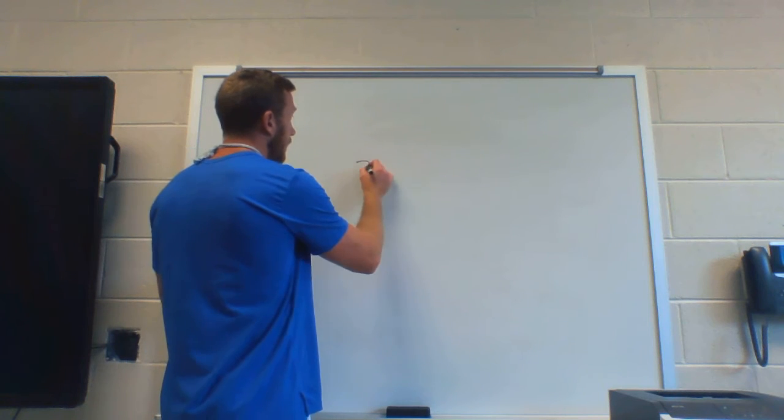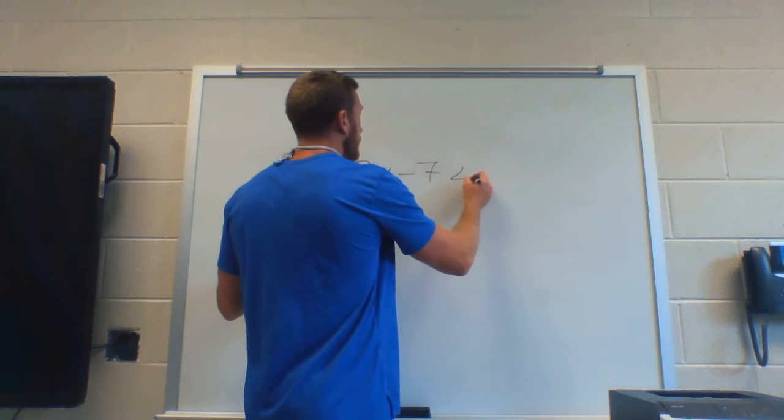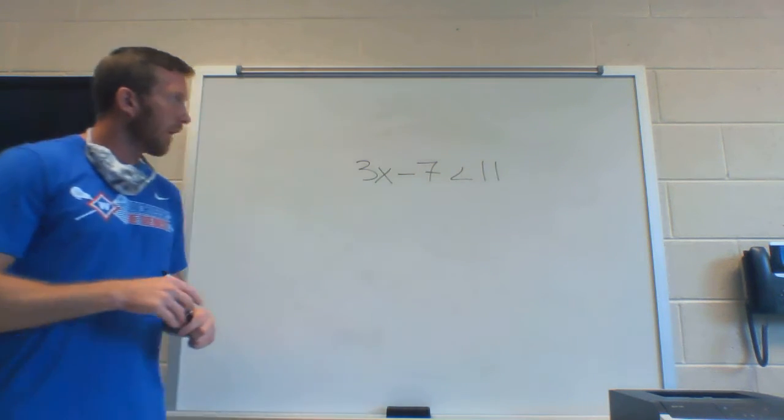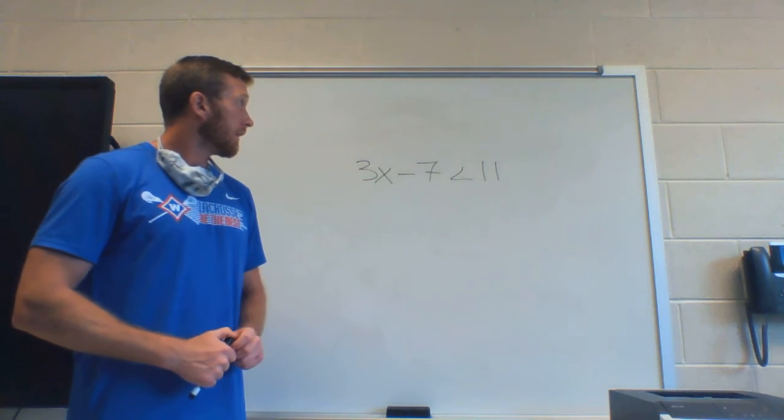So without further ado, 3x minus 7 is less than 11. All right, go ahead at this time and solve that linear inequality.